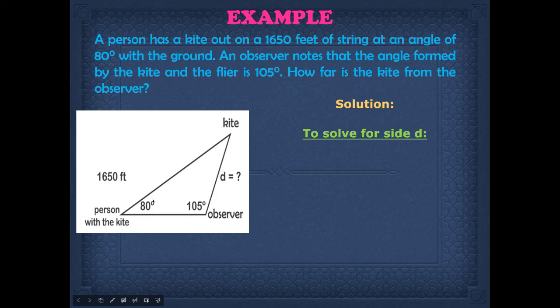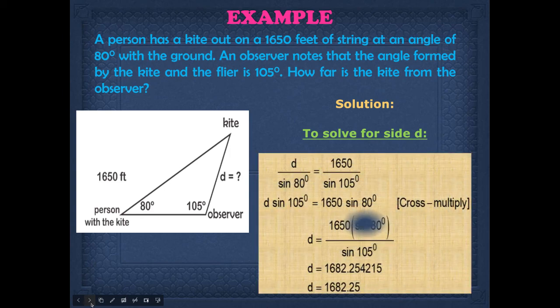remember the sine of an angle over its opposite side is equal to the sine of the other angle over its opposite side. Therefore, we will use this proportion. Side D over sine 80 degrees, this is the opposite angle of side D, equals 1,650 over sine 105 degrees. So this is 1,650, the side. Opposite that side is this 105 degree angle.